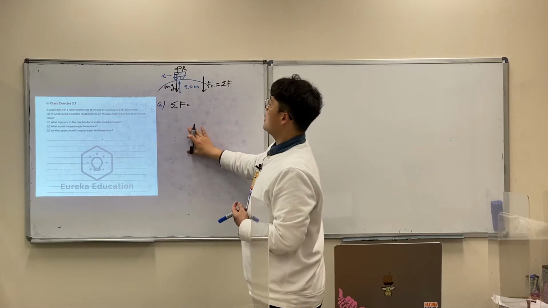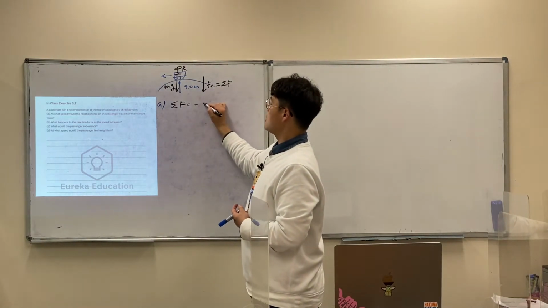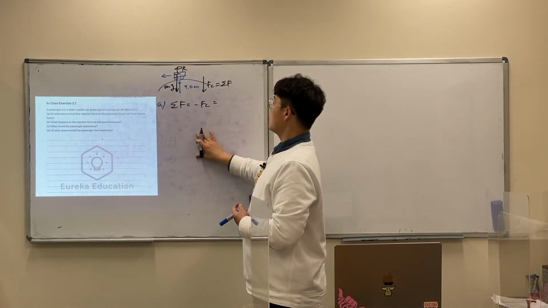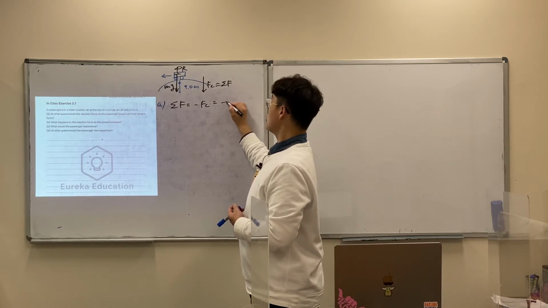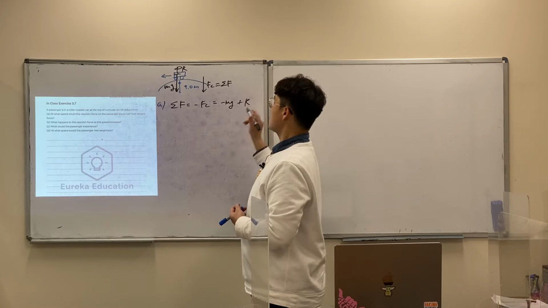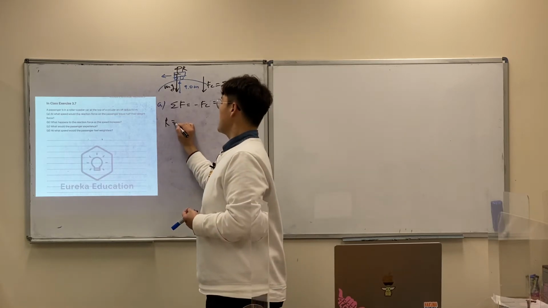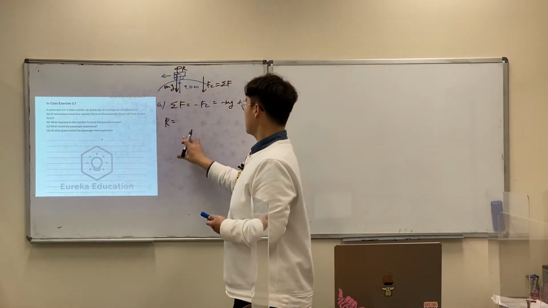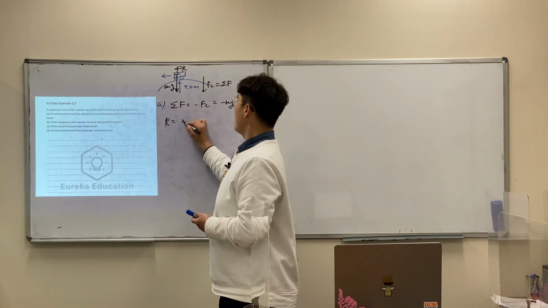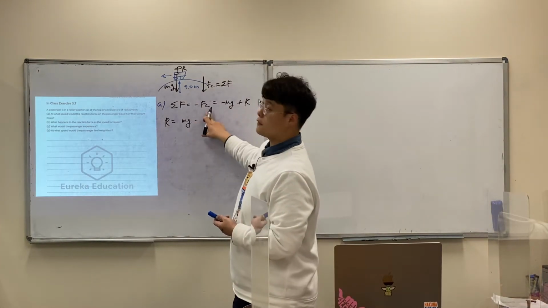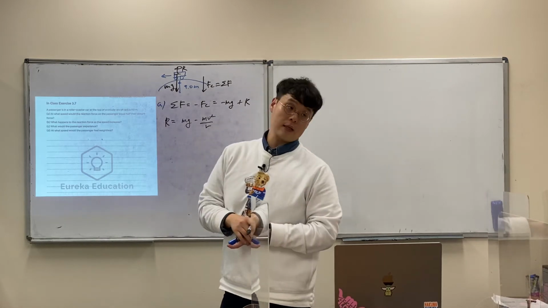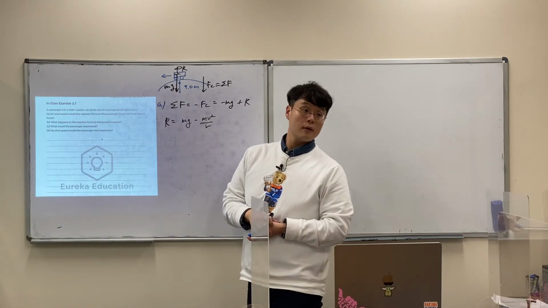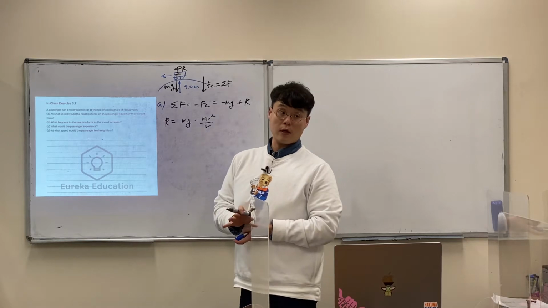The net force applied in this situation is minus Fc, which also equals minus mg plus the R. Then we can make the formula for R like this: R equals mg minus Fc, which is mg minus mv squared over r. Everyone good over here? Okay.